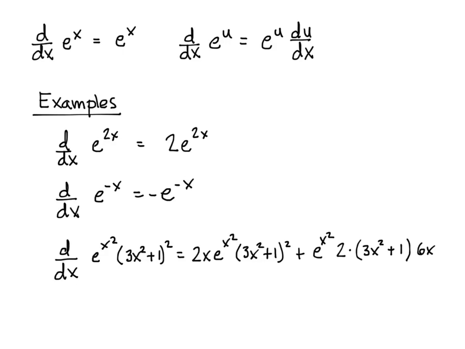So we have 2 as the coefficient. We subtract 1 from 2, that's the new exponent, to get just a 1. And then we have 3x squared plus 1, so we take the derivative of that, since that's the inner function, as 6x.